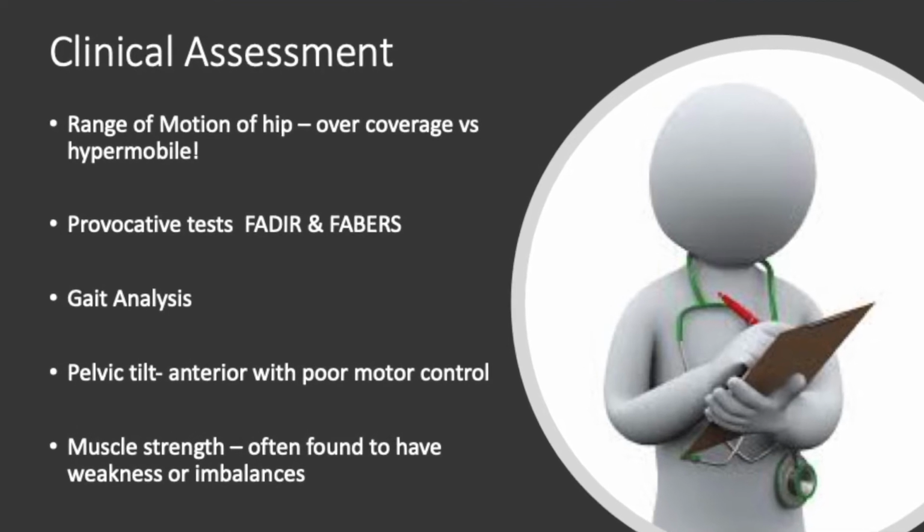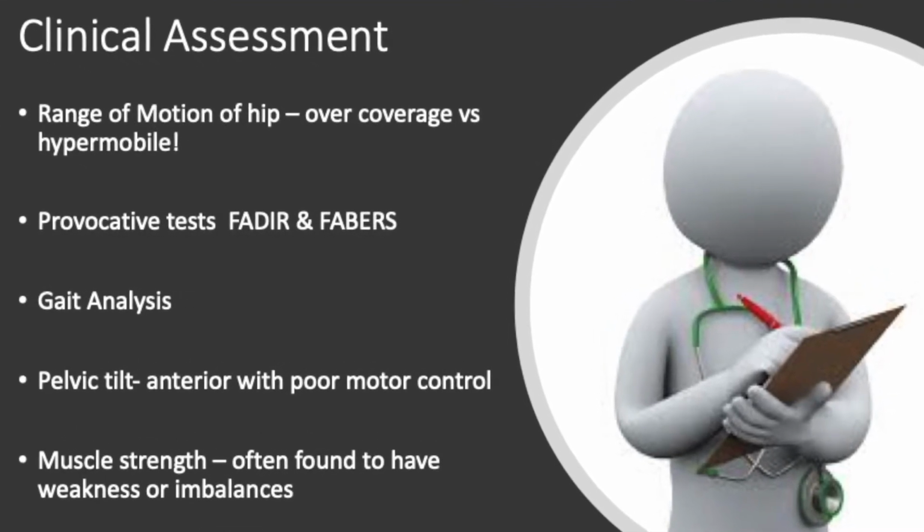Provocation tests, as in FADIR and FABER, will show you if there is a concern with the hip. You look at gait analysis, and pelvic position as well, especially with anterior rotation, which can often close down the anterior part of the hip. And then muscle strength, weaknesses and imbalances. If there's a tight anterior chain, you get a slight translation of the hip joint forward, loading up the anterior hip, which again causes dysfunction and pain.